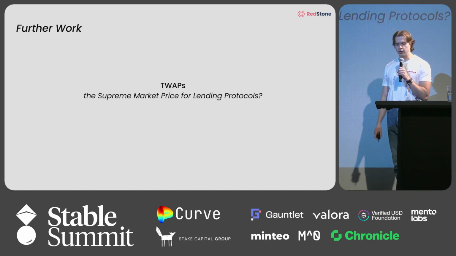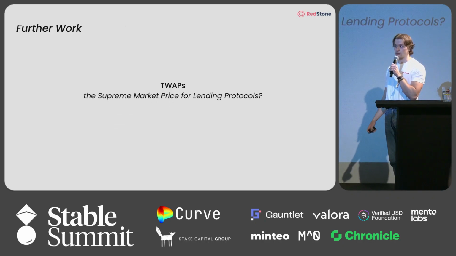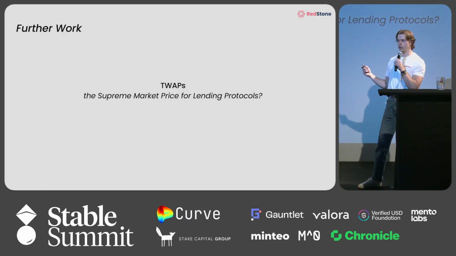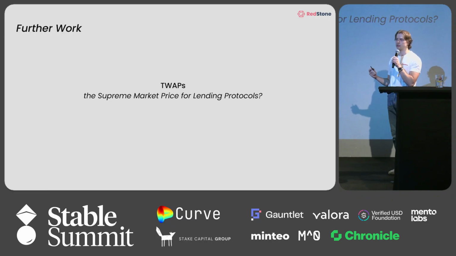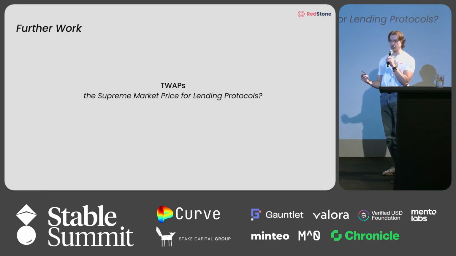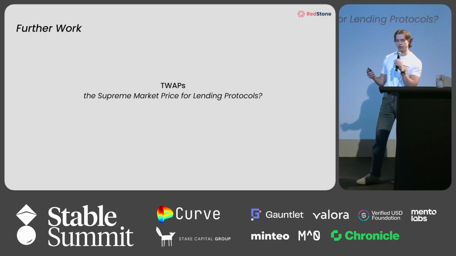Now, there are many, many more developments happening on that front, on the correlated asset side of things, one of which is using TWAPs, so time-weighted averages as opposed to spot price for the market price component. And that is just a teaser. We believe this could be or has the potential to be the supreme price for lending markets in the longer term. Just putting it out there.